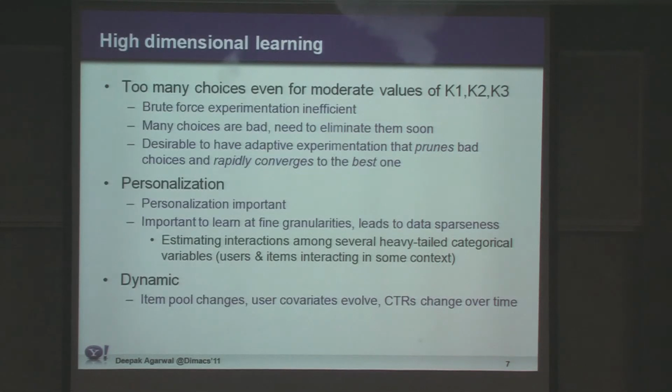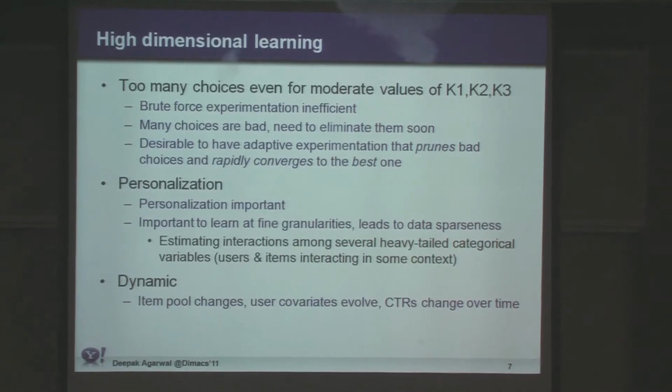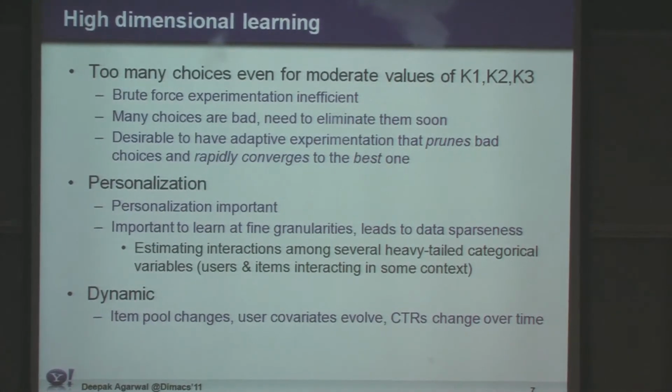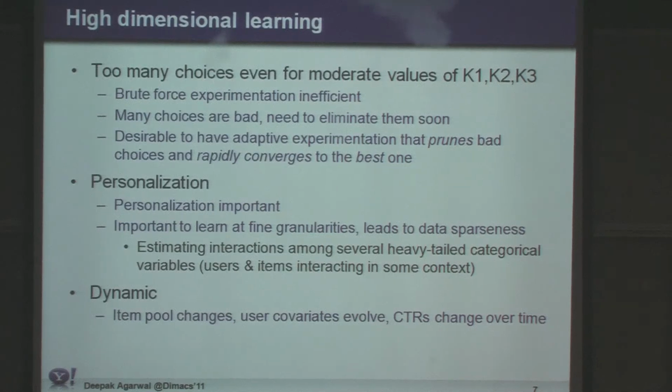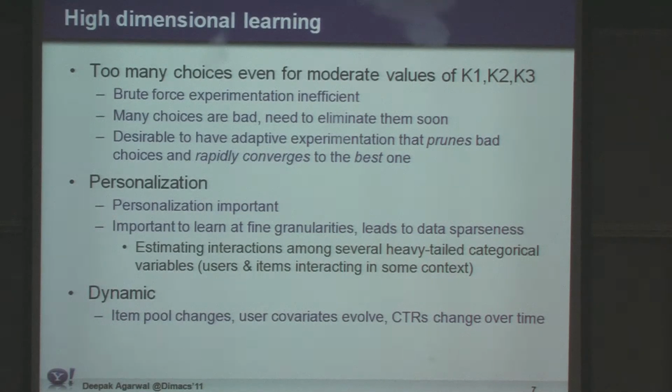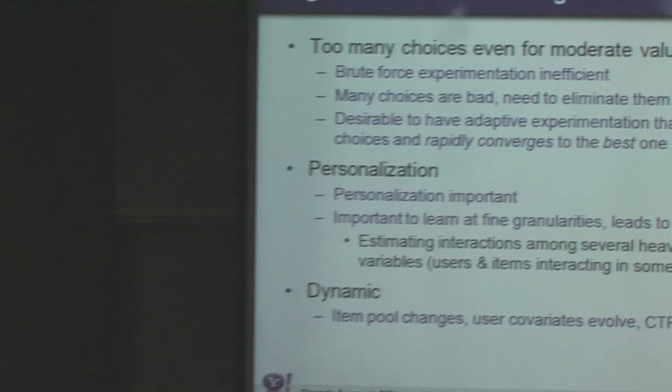So that's the problem. The first thing to realize is this is a high-dimensional learning problem, right? There are too many choices. Even for moderate values of K1, K2, K3, there are just too many configurations which you can obtain on the front page, right? And so brute force experimentation is inefficient, right? But the thing to realize here is there are many choices that are bad, right? And we have to come up with a strategy which can eliminate the bad choices very soon. So one strategy which we have found very useful is adaptive experimentation, right? So keep experimenting, but make the experiment adaptive so that you prune the bad choices very quickly and rapidly converge to the best one.